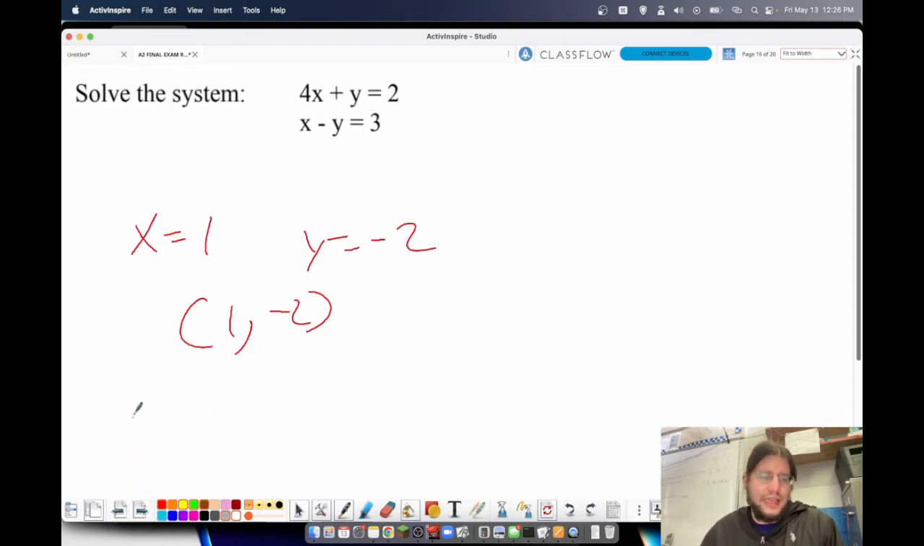Let's note that this is not interval notation. This is a point, a single answer. X is 1, y is negative 2. This does not mean every number between 1 and negative 2. So point, not an interval.